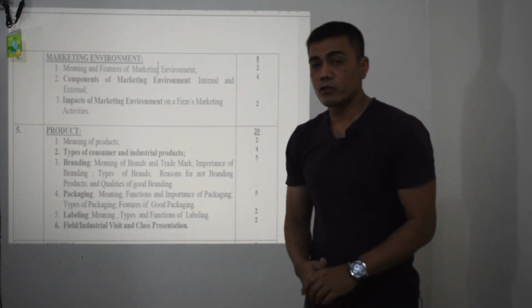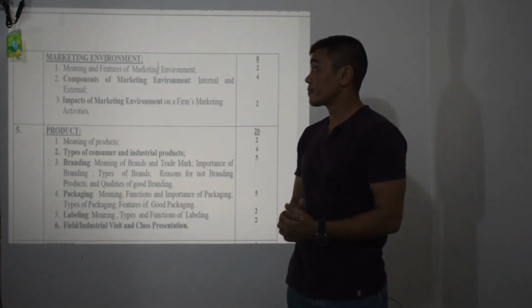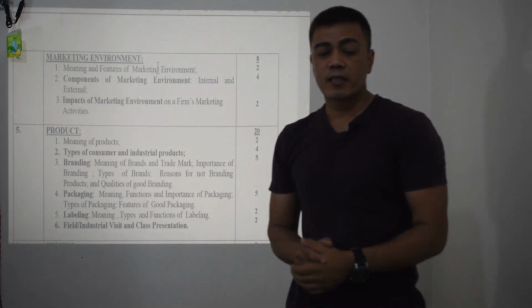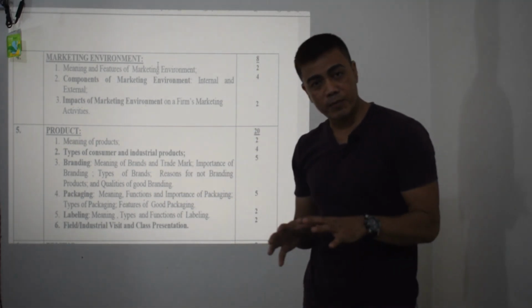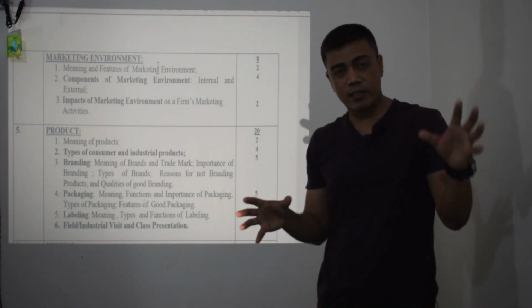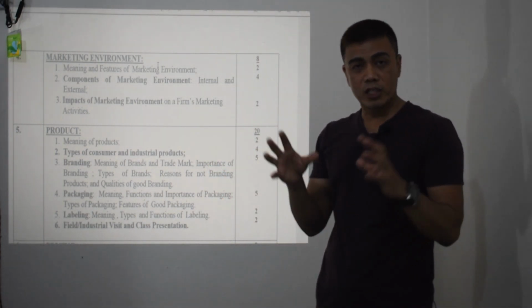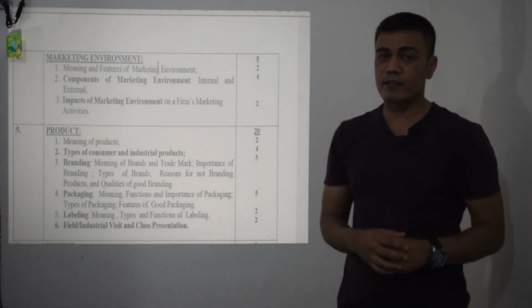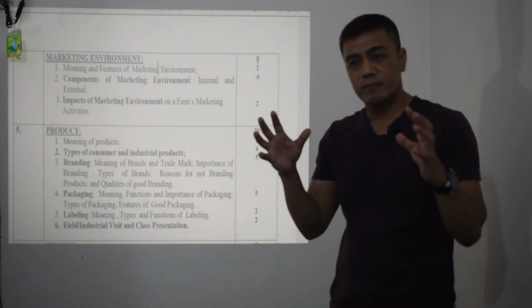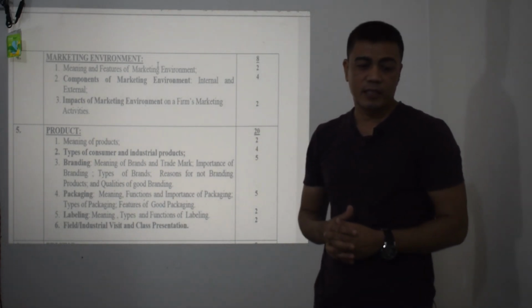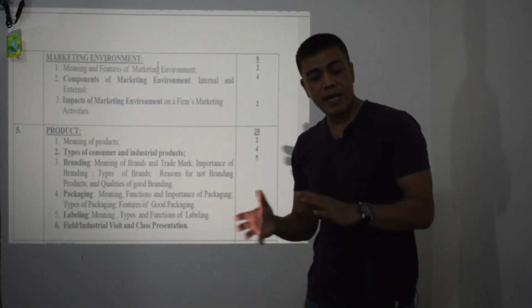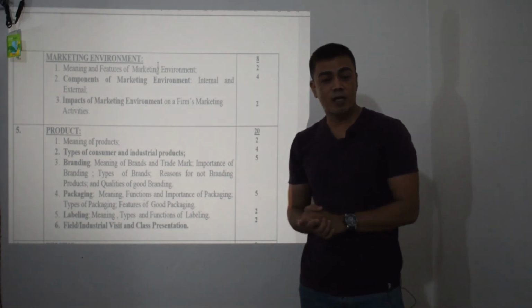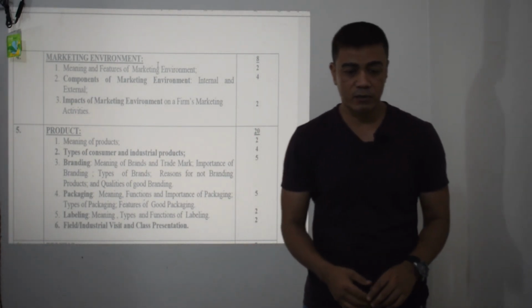Now first, you need to learn the meaning of the marketing environment. What are the features of the marketing environment? Similarly, its components. Marketing environment has two components, external and internal. About them also you must have a good command. First of all, read the points. After that, explain in your own words. Similarly, what is the impact of the marketing environment? What is the impact of the marketing environment on a firm's marketing activities? Also do study.